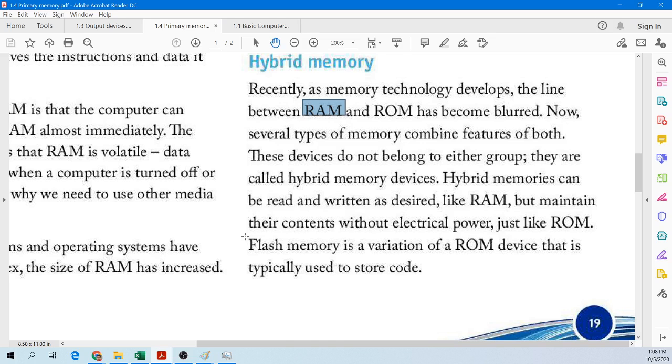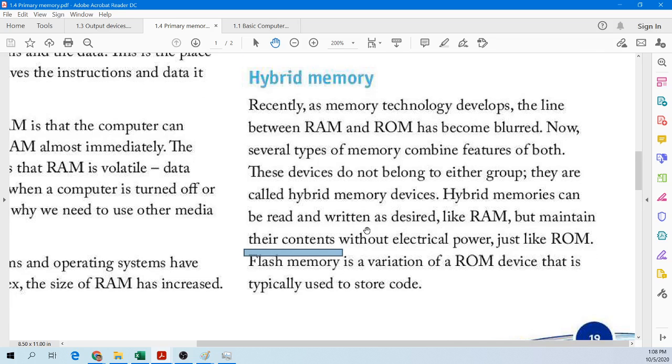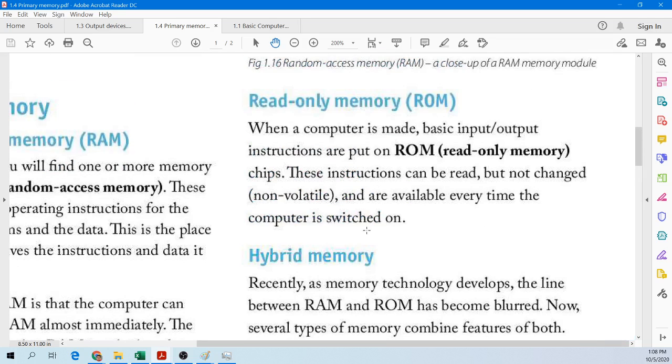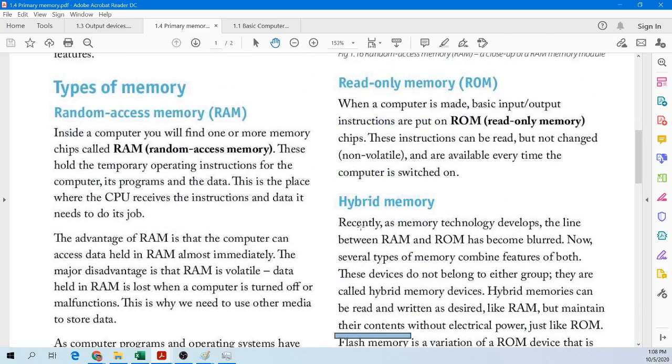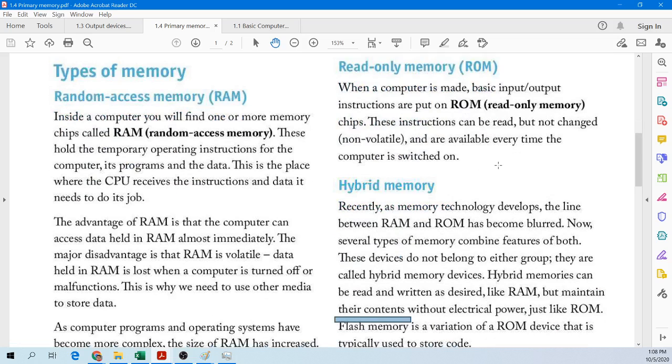Now, flash memory is a variation. Flash memory can be like your micro SD card that you have in your phone, or even your flash drive. They all use flash memory to store that information, allowing you to read and write information. So, those are the three types of memory. Any questions on the three types of memory? You guys understand?